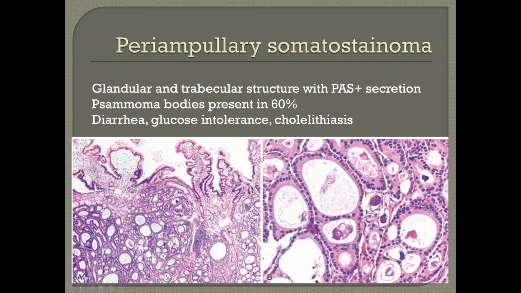The literature says 60%, but maybe because they've done immunohistochemical staining for somatostatin in more cases than we have. Diarrhea, glucose intolerance, and cholelithiasis is the classic triad associated with this syndrome, and helps to confirm the diagnosis in the presence of a proximal duodenal neuroendocrine tumor.